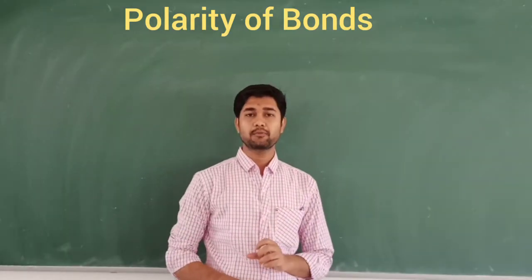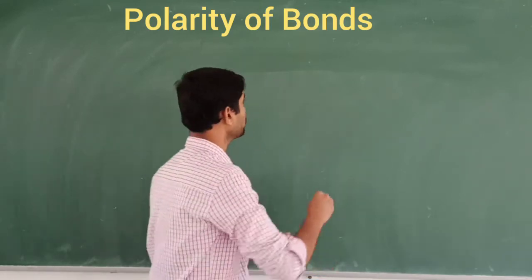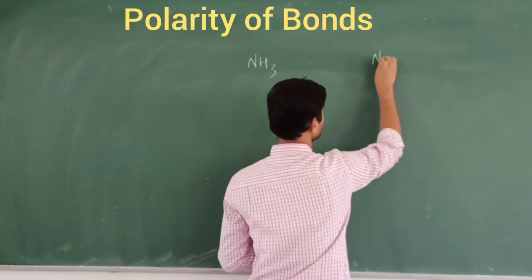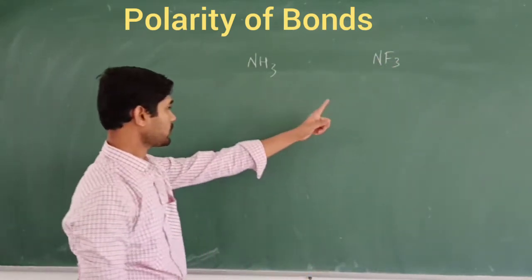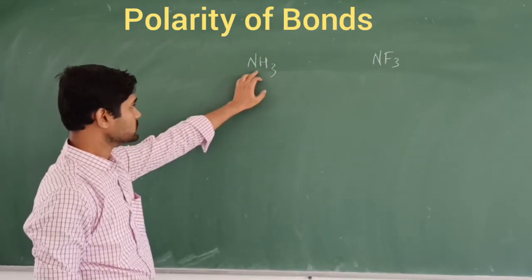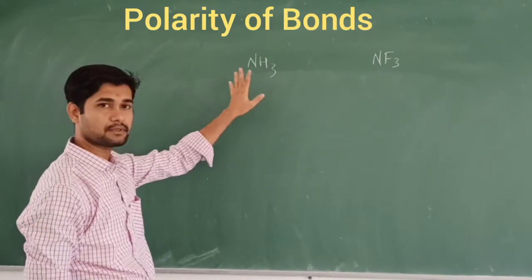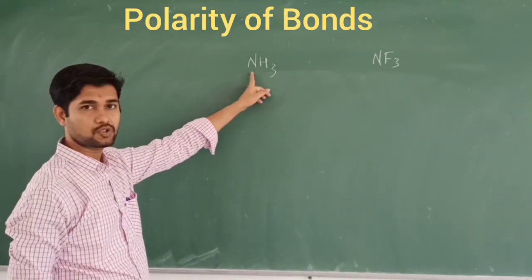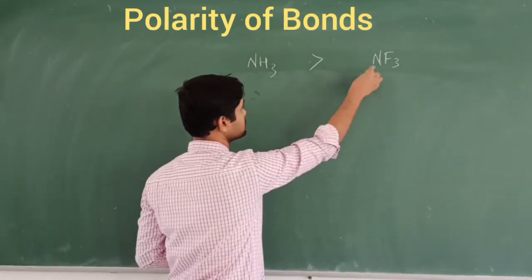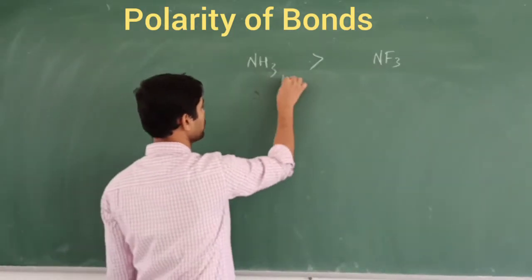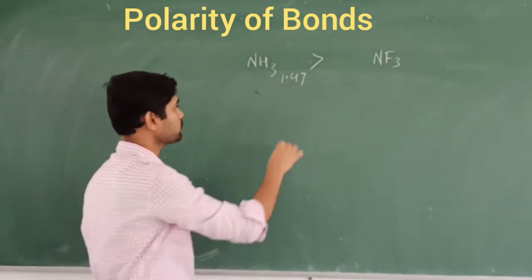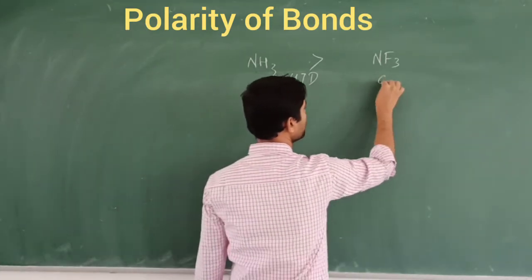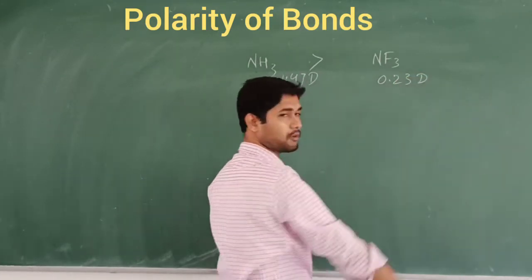Let's compare the dipole moment of the ammonia molecule, NH3, and nitrogen trifluoride, NF3. When you look at these structures, the geometry is the same, trigonal pyramidal. But the dipole moment of ammonia is greater, around 1.47 debye, whereas nitrogen trifluoride has only 0.23 debye. Why? Because it is less.